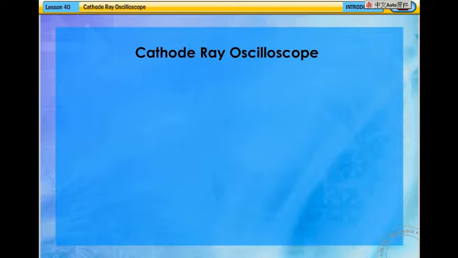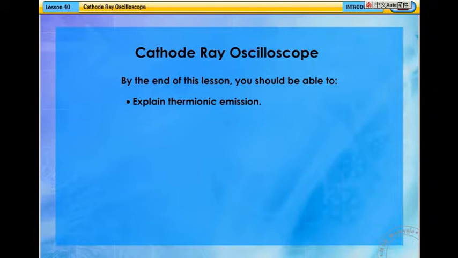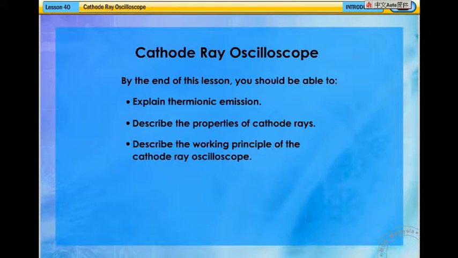Cathode Ray Oscilloscope. By the end of this lesson, you should be able to explain thermionic emission, describe the properties of cathode rays, describe the working principle of the cathode ray oscilloscope.